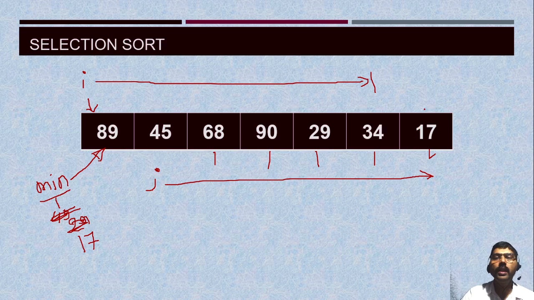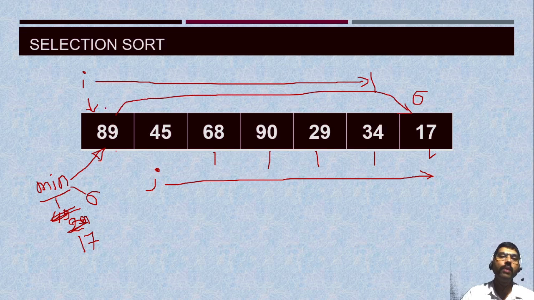Actually, it is pointing to the index value of this one. Here 0, 1, 2, 3, 4, 5, 6. The index value of this one is 6. So the minimum contains the index value 6 here, which points to this element. Now we have to exchange this 17 with the 89. The swapping will be done. 17 will be swapped with 89. 17 comes here, 89 comes here. This is called pass 1.